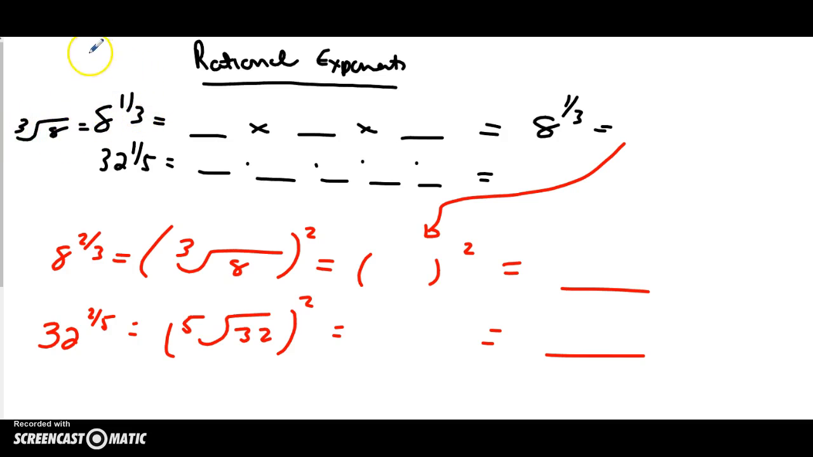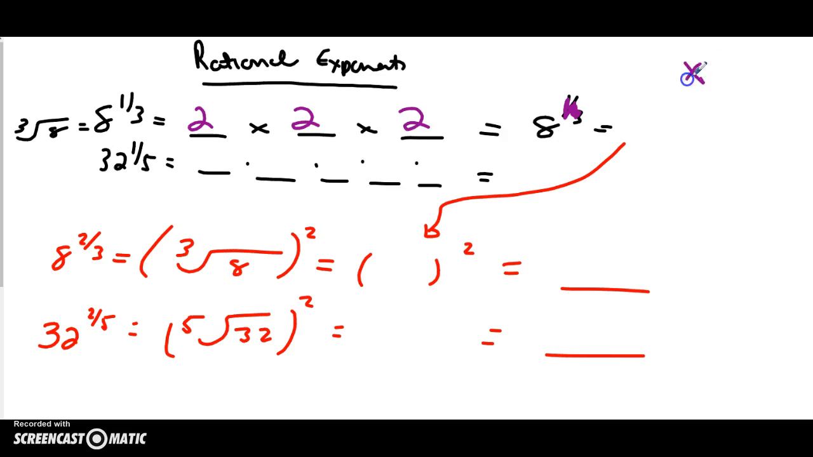Whatever is on the bottom of the fraction is the root that we want. So 8 to the 1/3 is the third root of 8, which means there's something times itself that gets me 8. And what is that something? Well, that's 2 times 2 times 2.